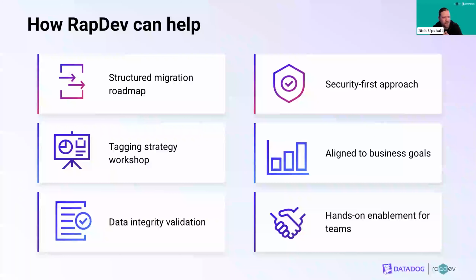We'll build out aligned business goals. Obviously, you know your business inside out, so we'll align to those goals, but we'll also have some opinionated opinions on what some of those goals could be for you as well, where we've seen successes in other organizations. And we'll make sure that everything is really solid in terms of data integrity. We'll do validations. And we never want to leave customers relying on us to manage and maintain their Datadog environment. So we do hands-on enablement for all teams that you want to, so that you can really make sure that there's that uptake of the new platform and adoption goes really, really well for you.